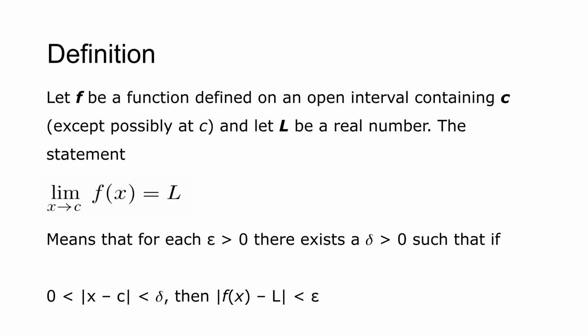Definition. Let f be a function defined on an open interval containing c, except possibly at c, and let L be a real number. The statement the limit of f of x as x approaches c equals L means that for each epsilon greater than 0, there exists a delta greater than 0, such that if the absolute value of x minus c is greater than 0 and less than delta, then the absolute value of f of x minus L is less than epsilon.